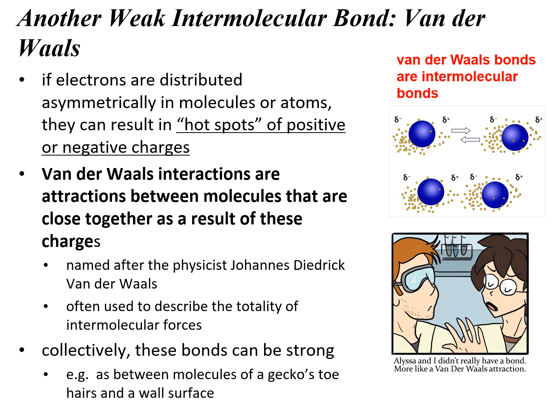And collectively, a bunch of van der Waals interactions can be quite strong. For example, the van der Waals interactions that are found between the hairs on a gecko's toe and the surface of a wall. The totality of all those van der Waals interactions allows a gecko to scale a wall. I kind of think of a van der Waals interaction as being a hydrogen bond that doesn't involve hydrogens. Because again, it forms between the slightly positively charged end of one molecule and the slightly negatively charged end of a neighboring molecule.